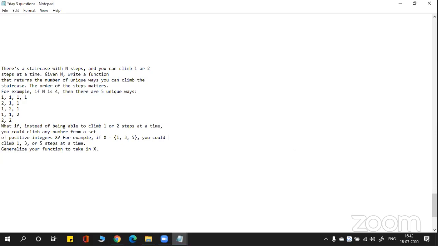What if instead of being able to climb one or two steps at a time, you could climb any number from a set of positive integers x? For example, x is equal to 1, 3, 5. So you could climb 1, 3, or 5 steps at a time, and generalize your function to take x. They explained it by taking 1 and 2, but they are asking what if you can climb any number of steps from a given set. This is important, it has been repeated many times.